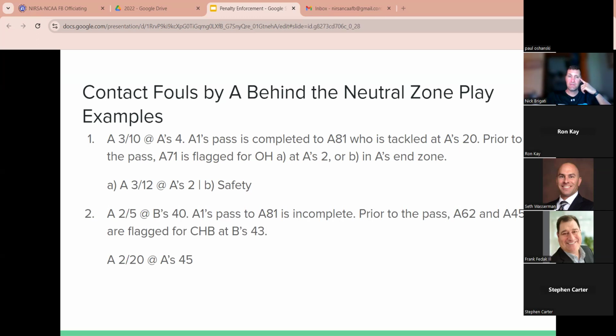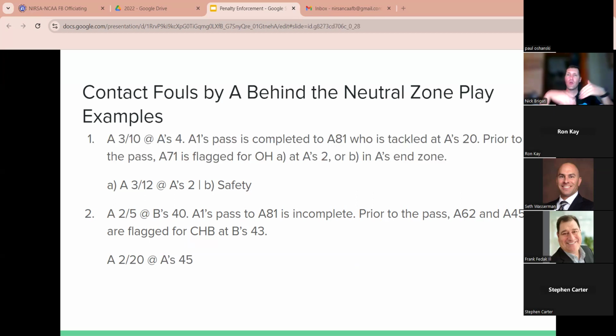Screen pass that gets caught behind the line of scrimmage. After that catch, we have a new running play, correct? That is correct. And then we have a block in the back. That is the only time anything behind the previous spot is where we would enforce from after that catch.